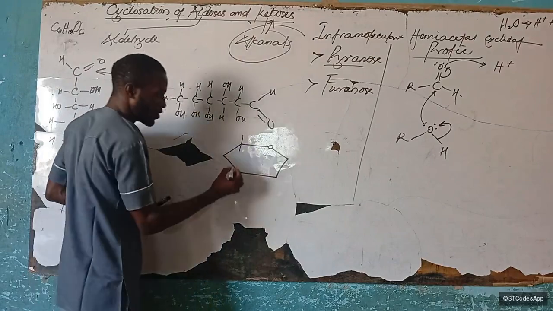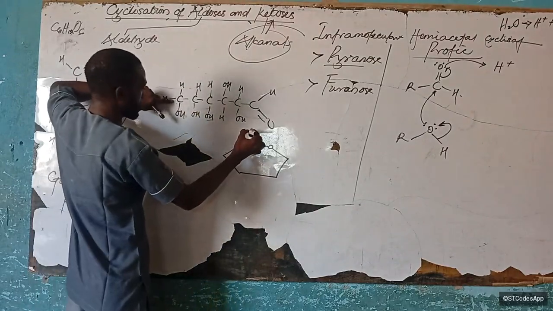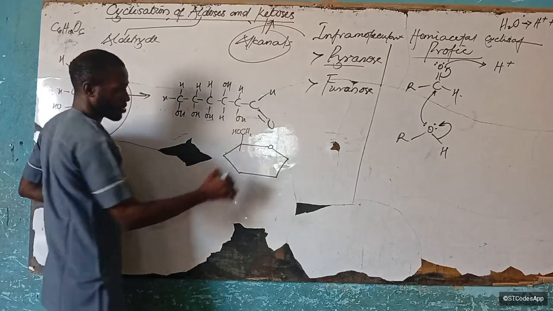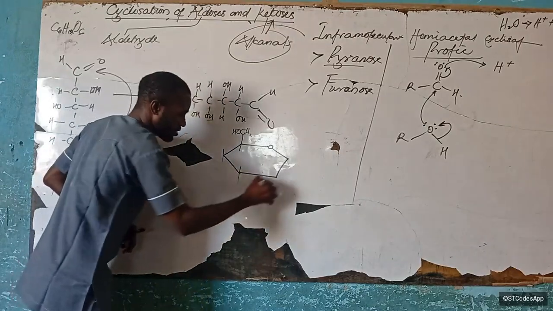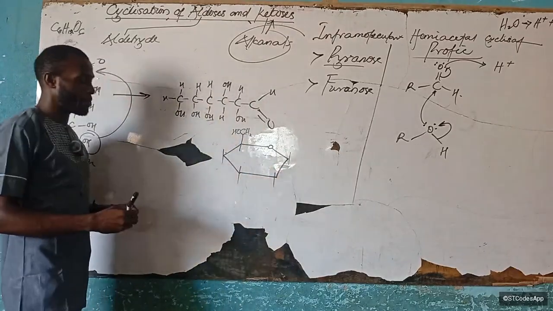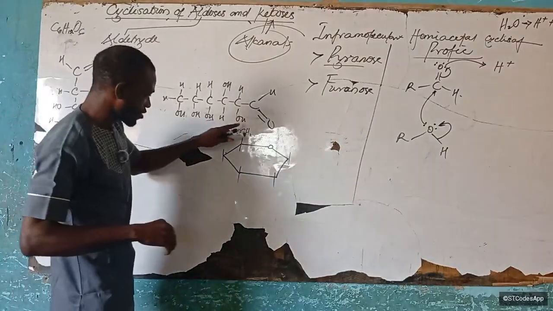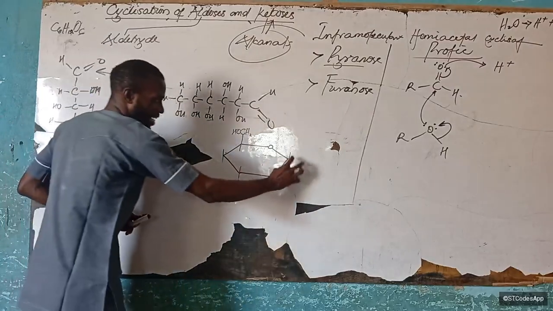So you now draw a bond here and give this last one CH2OH. Make sense? Then on the vertices there, you now put a bond there. So to now know the direction, what students find out is to know the direction of these. For this one, you can leave it last.